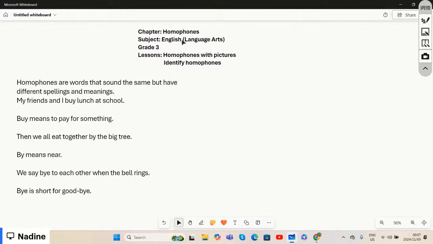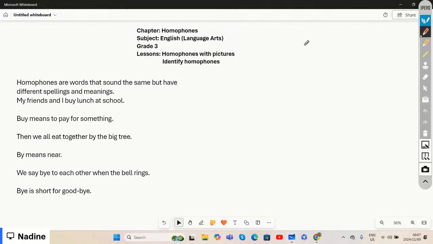So we are doing homophones, and homophones are words that sound the same, but they have different spellings as well as different meanings. So it's words that sound the same, but the spelling is different and the meaning is different.